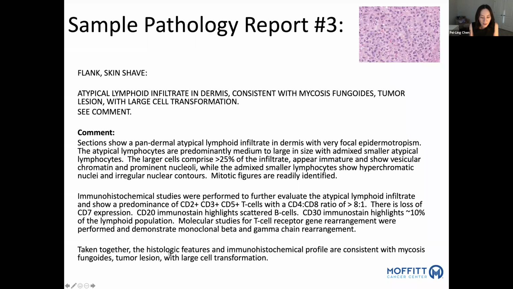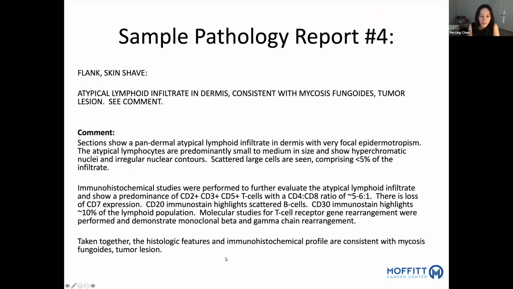So taken together, the histologic features and immunohistochemical profile are consistent with mycosis fungoides tumor lesion with large cell transformation. And this is what I put as the bottom line. This should be a punch biopsy, skin punch. Atypical lymphoid infiltrate dermis consistent with mycosis fungoides tumor lesion with large cell transformation. See comment. So this is a complete pathology report to my clinician.